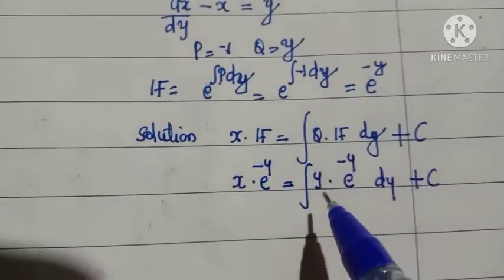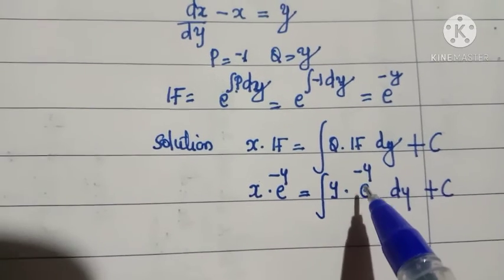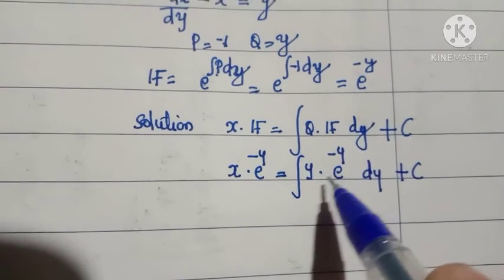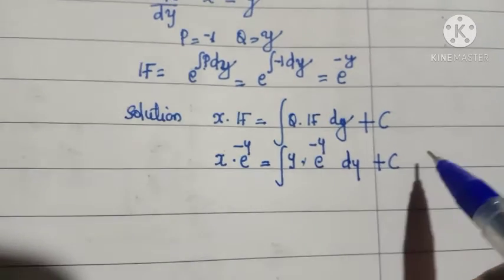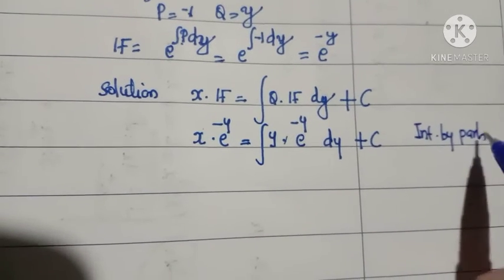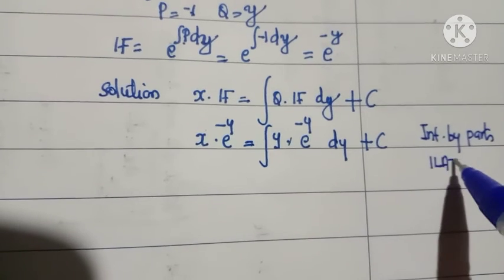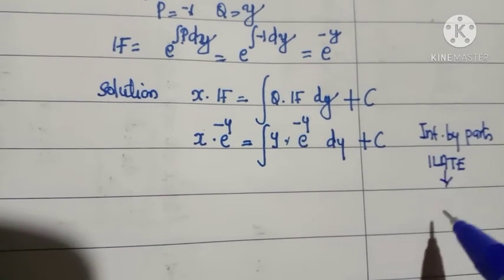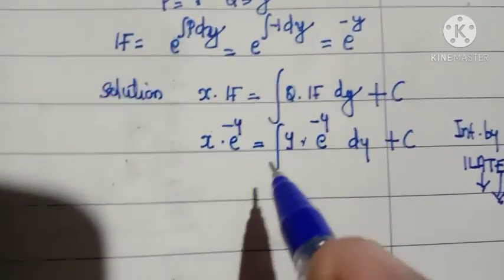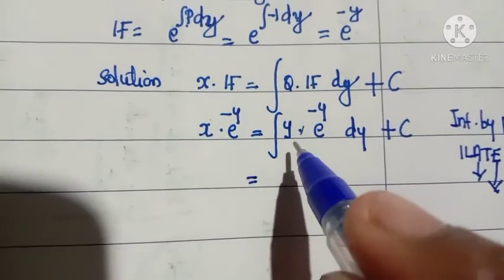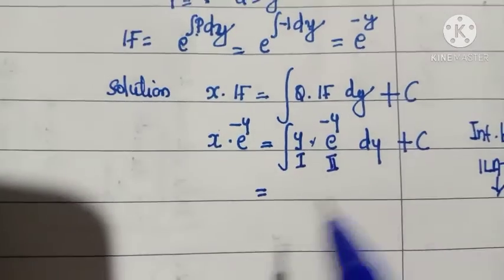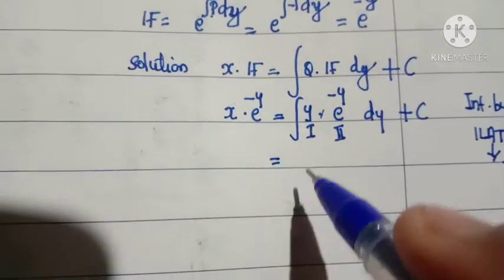Now listen, here y is an algebraic function and e raised to minus y is an exponential function. So these two are different functions and it is a product. So we can apply integration by parts. We need to follow the ILATE rule: first algebraic, then exponential. So the order is correct and we are going to integrate directly. For this, consider y as the first function and e raised to minus y as the second function. So what is integration by parts?